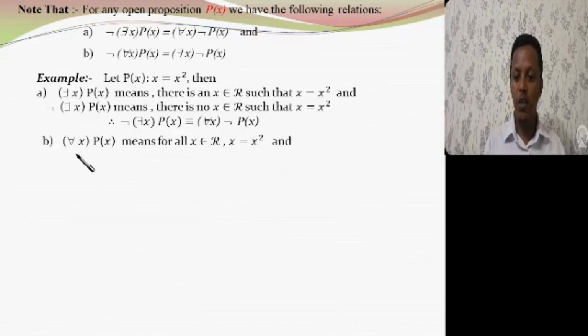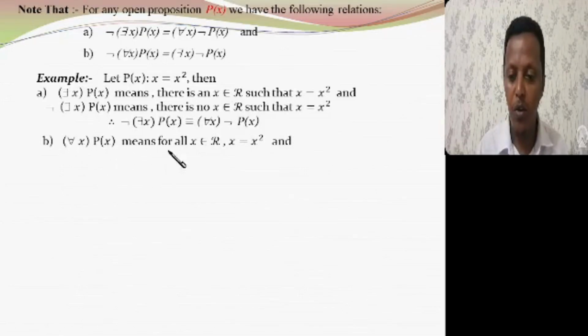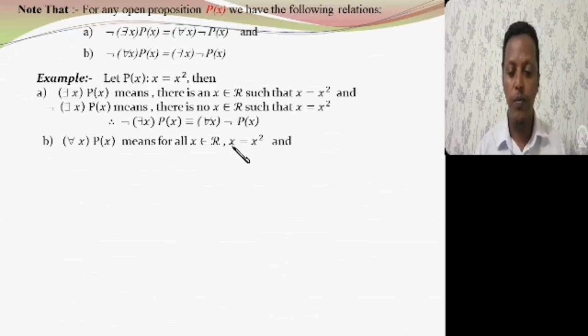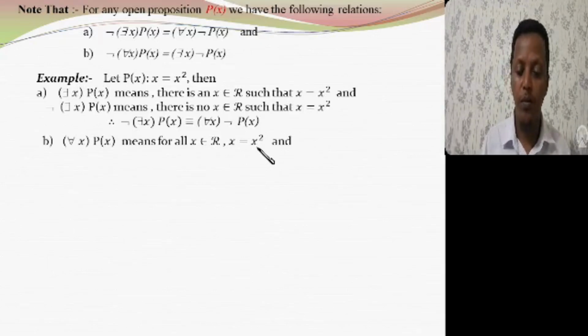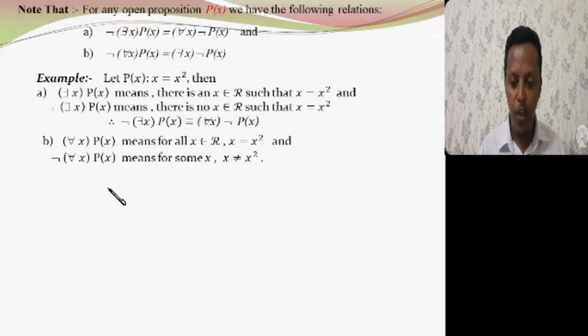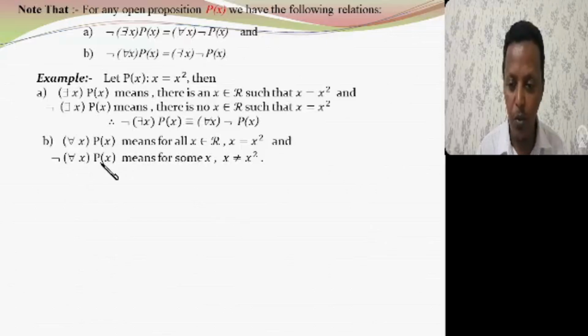And for the second, for all X, P of X means for all real numbers, the real number equals its square. X equals X squared, which is false. So for all X, P of X is false because all real numbers cannot satisfy the property X equals X squared. So this is false. So when you take the negation, it will be what? True. It is not true that all X satisfy the property of P, which is true.